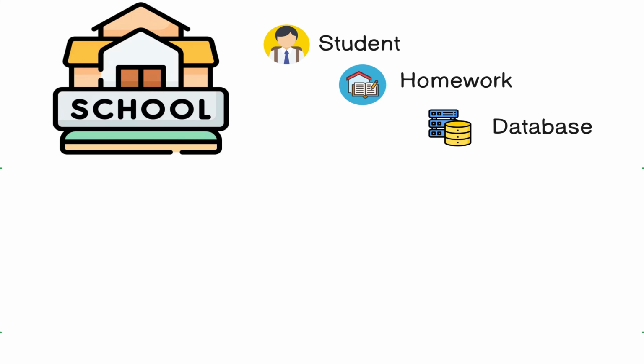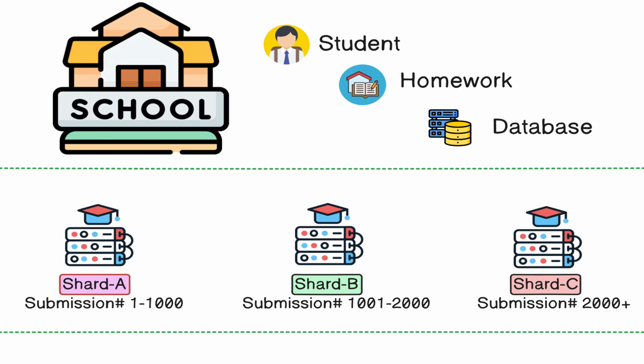Imagine you are building a database for a school to store student homework. Each homework submission gets a number. So the first homework is submission number 1, the second homework is submission number 2, and so on. So the submission number keeps increasing and it never goes backward. Let's say you split the database into 3 shards based on submission number, which is your sharding key. In this, submissions 1 to 1000 will go to shard A, submissions 1001 to 2000 will go to shard B, and submissions with number greater than 2000 will go to shard C.